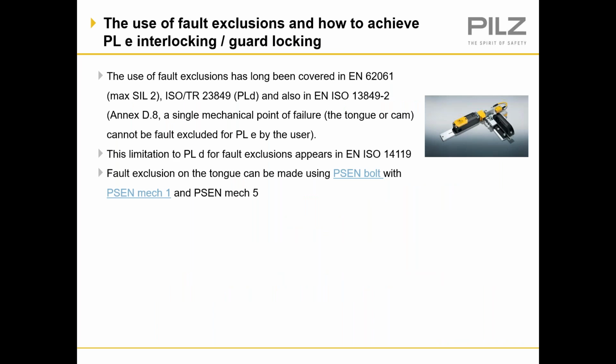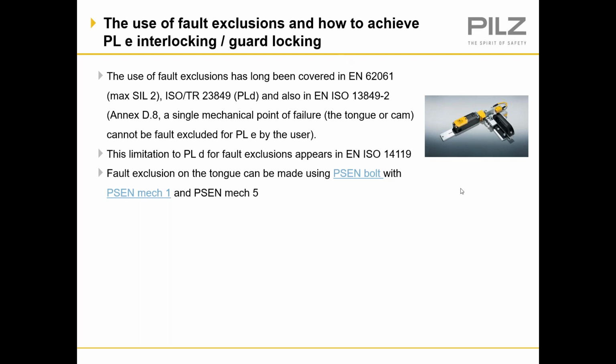So the use of fault exclusions and how to achieve PLE interlocking and guard locking. The use of fault exclusions has long been covered in EN 62061, and it's also covered in 13849 Part 2. And Annex D, Part 8, states that a single mechanical point of failure cannot be fault excluded for PLE by the user. And this limitation to PLD for fault exclusion appears in ISO 14119. And fault exclusion on the tongue can be made using what we call our PCN bowl.